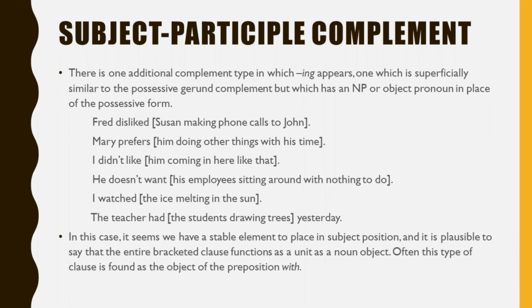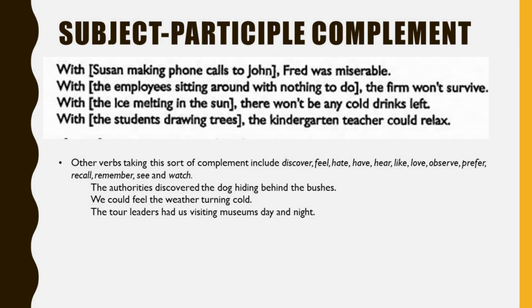Often this type of clause is found as the object of the preposition with. As you can see from the examples on the screen, the preposition with there has been used to show that the bracketed material functions as nouns in subject and object positions. We may draw the three representations for this type of construction in a way similar to the first one for gerunds, except that no pro is required, since an overtly expressed subject is present to fill the same position.